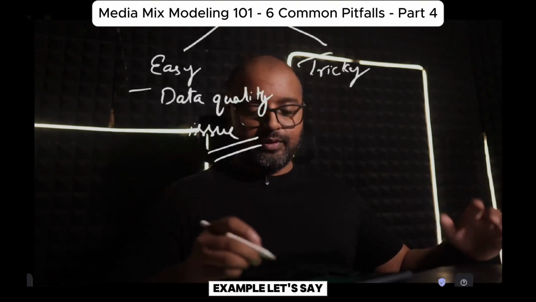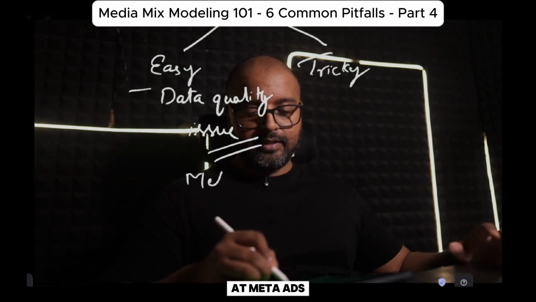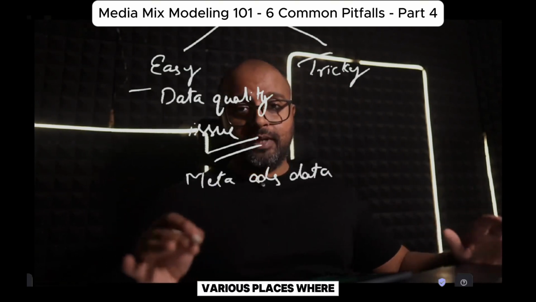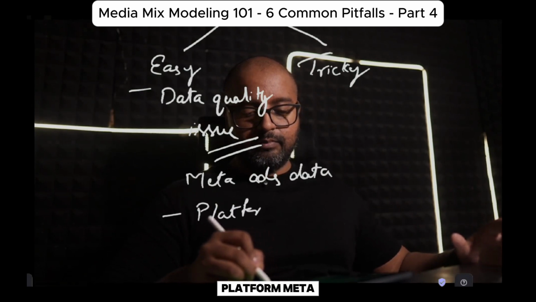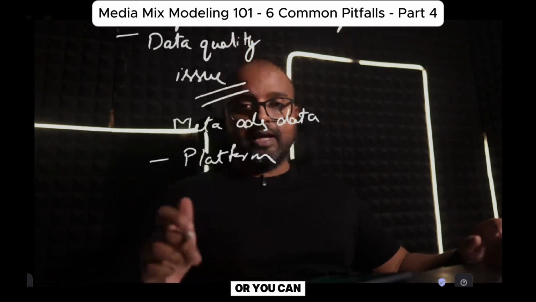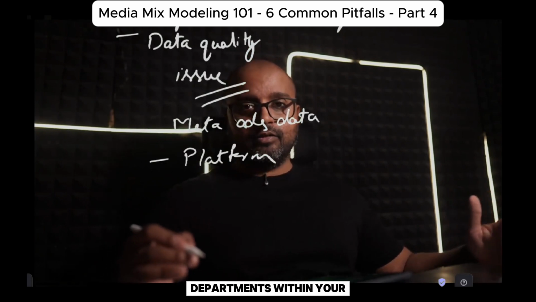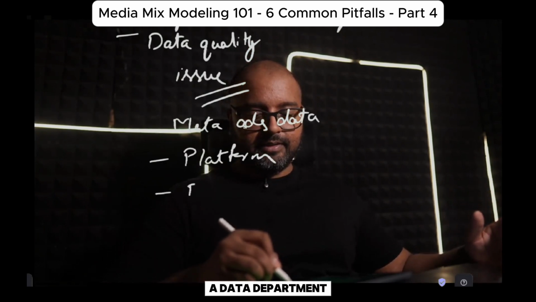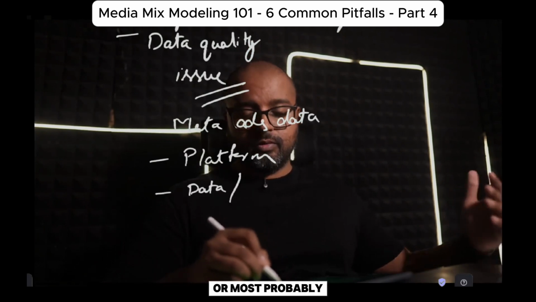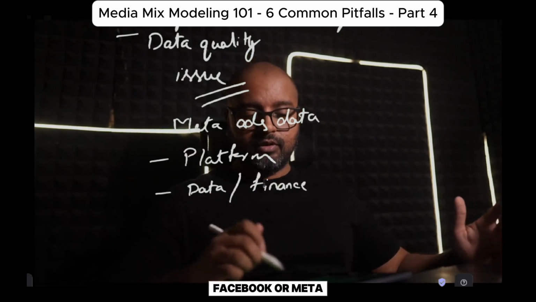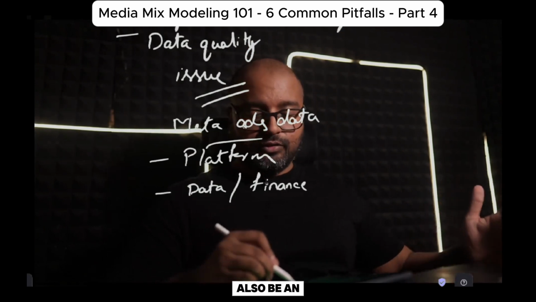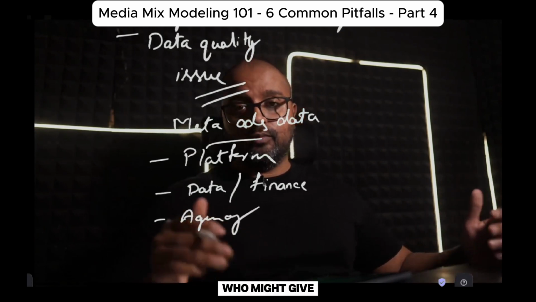So as an example, let's say we are looking at Meta ads data. Now there are various places where you can get this data from. You can directly go and get it from the platform Meta, or you can look at other departments within your company, like maybe there's a data department, or most probably there's a finance department who's tracking all the spend on Facebook or Meta ads in this case. And there might also be an agency you're working with who might give you data as well.